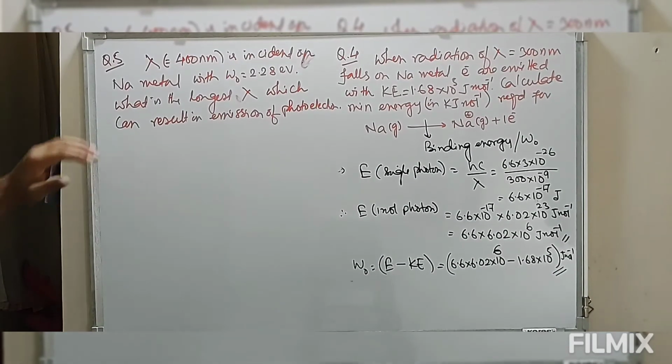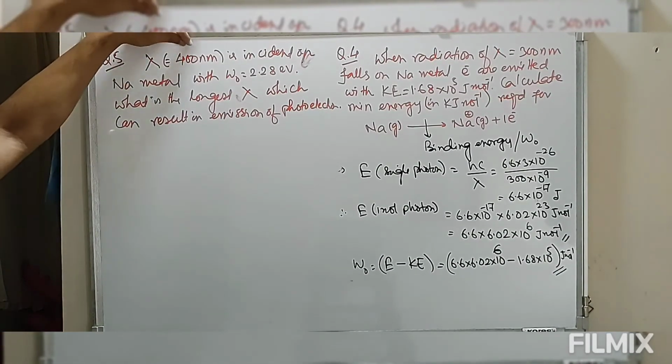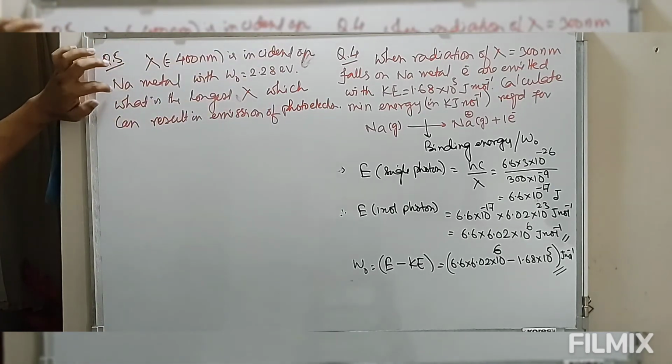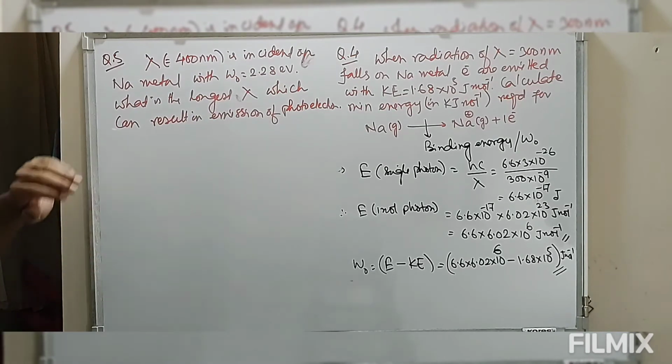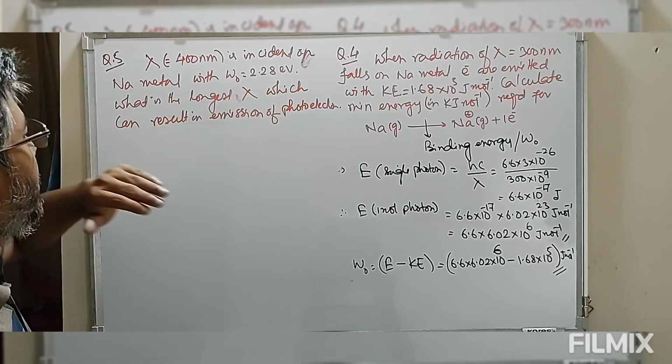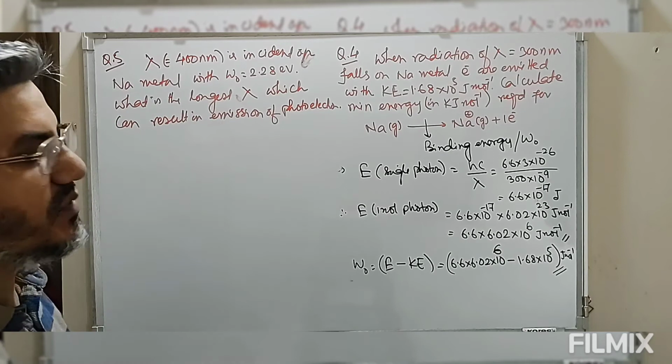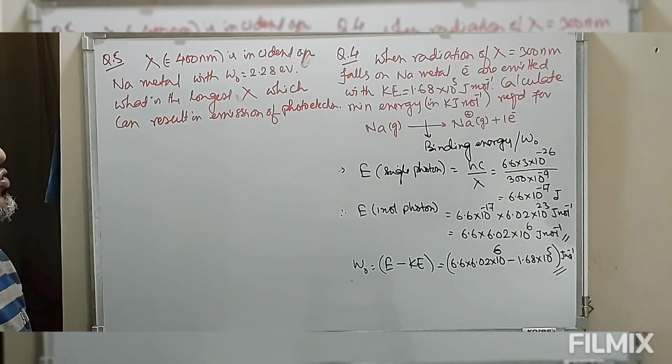Look at this next problem. A wavelength of 400 nanometer is incident on the surface of a metal having work function 2.28 electron volt. What is the longest wavelength which can result in the emission of photoelectrons?